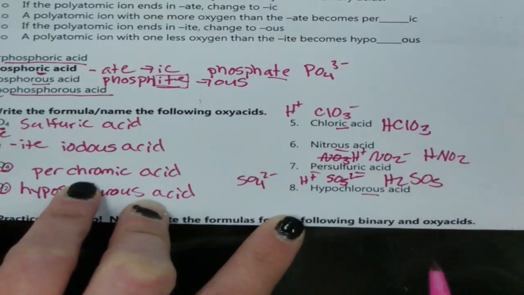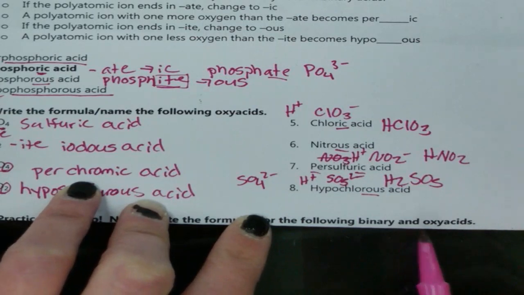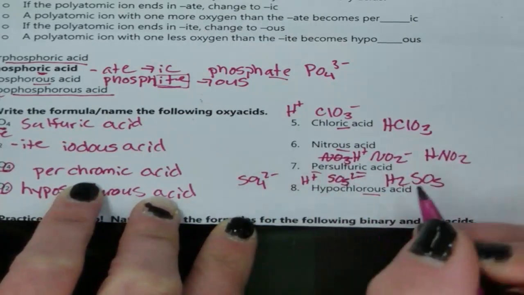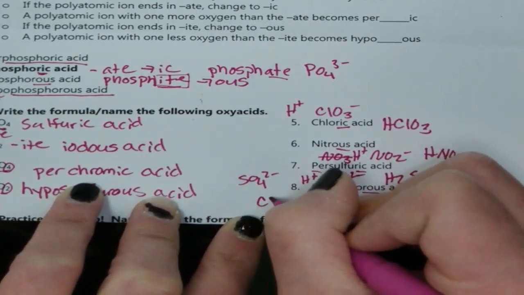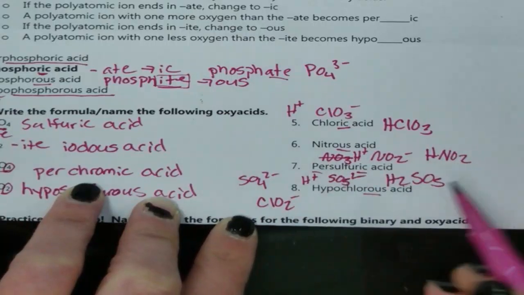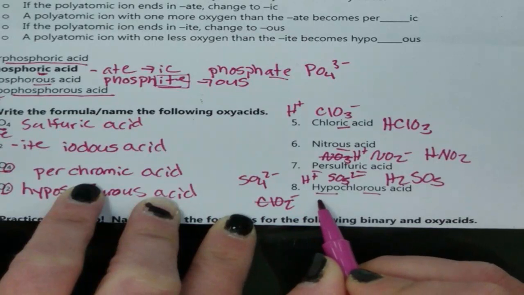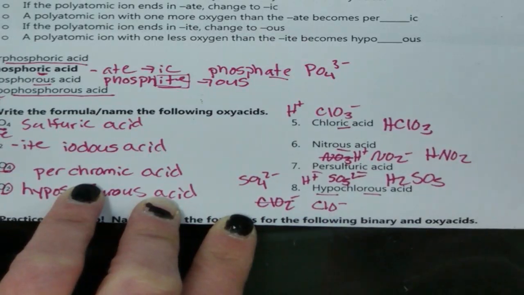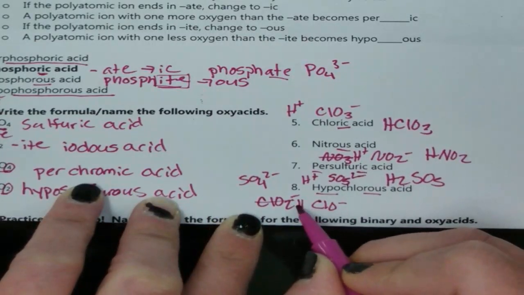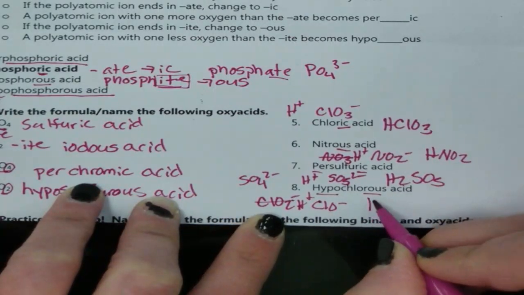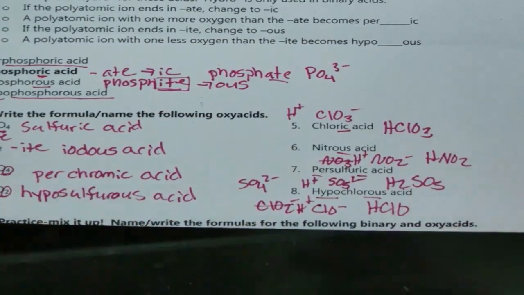Hypochlorous. So the -ous, that tells me that I am the -ite. Chlorite is ClO2 minus. The hypo tells me that I have one less oxygen. So that's ClO minus. So again, when I swap and drop H plus and ClO minus, I get HClO, hypochlorous acid.